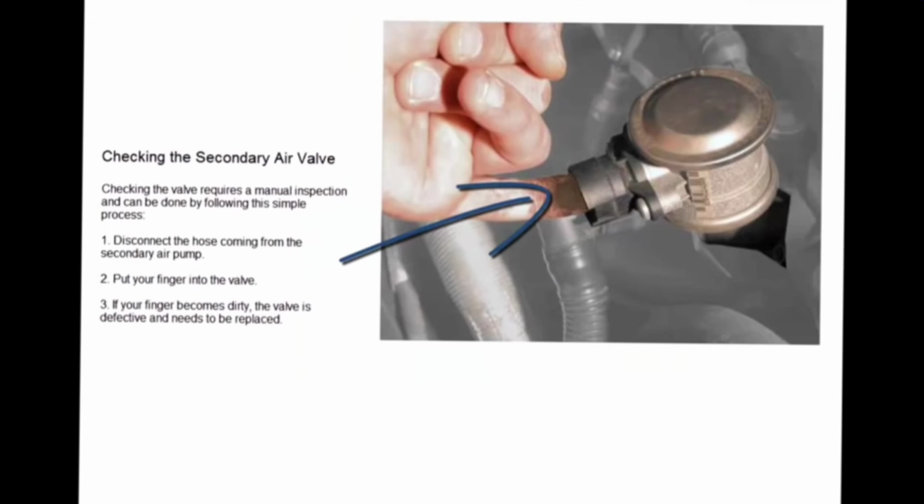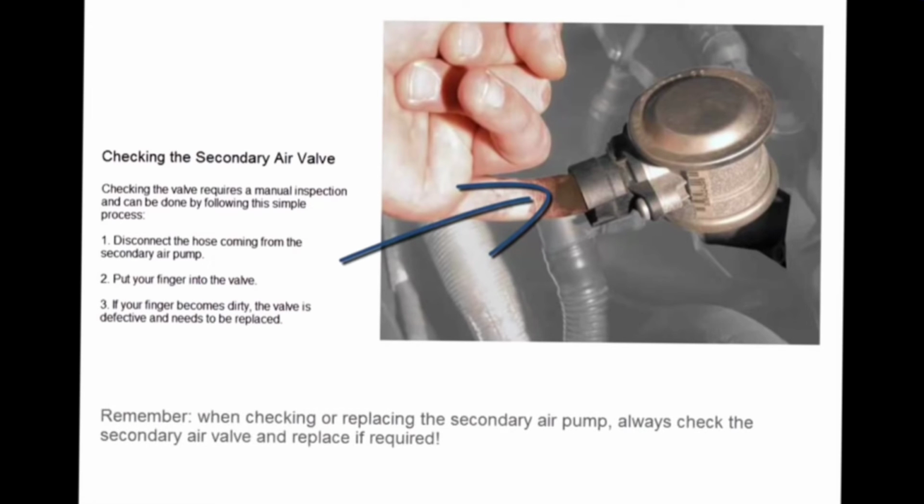Checking the valve requires a manual inspection and can be done by following this simple process. Disconnect the hose coming from the secondary air pump, put your finger into the valve, and lastly, if your finger becomes dirty, the valve is defective and needs to be replaced. Remember, when checking or replacing the secondary air pump, always check the secondary air valve and replace it if required.